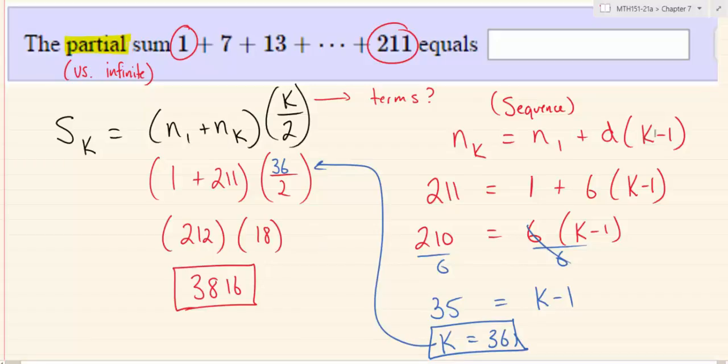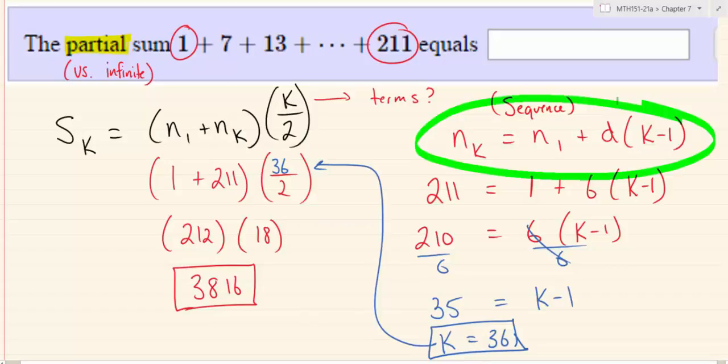The sequence formula that we just gave you comes from 7.1. This formula that we just talked about comes from 7.2. So today we did 7.1 and 7.2.